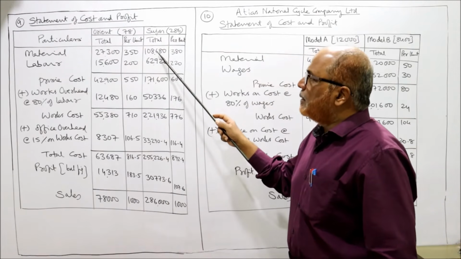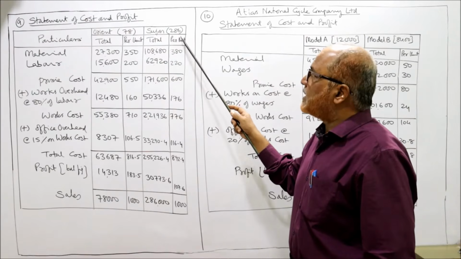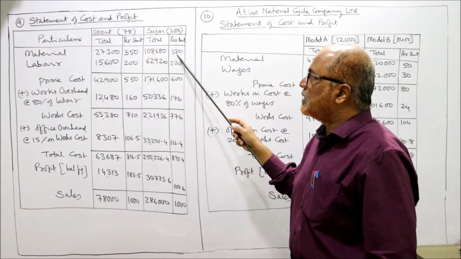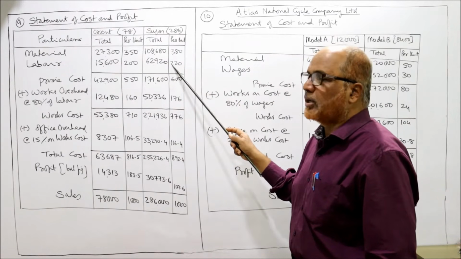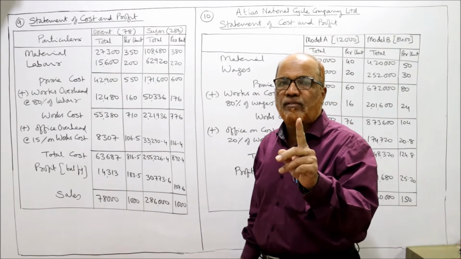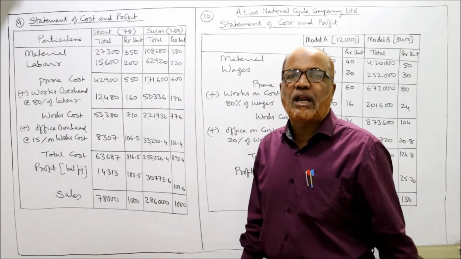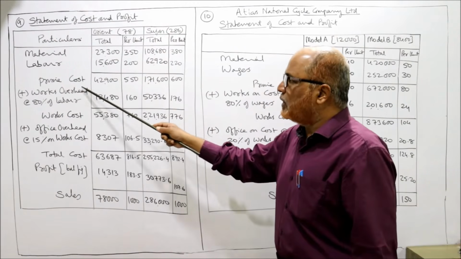Here also same thing. Material and labor are given in the problem. So how many radio sets are manufactured? 286. So 1,08,680 divided by 286, you will get 380. 62,920 divided by 286, you will get 220. The per unit is not given in the problem. We have calculated the total cost divided by number of radios. You will get per unit. So up to here it is clear.